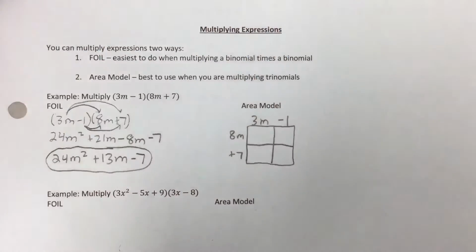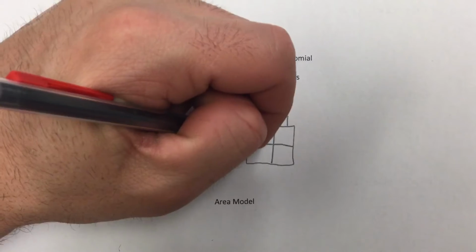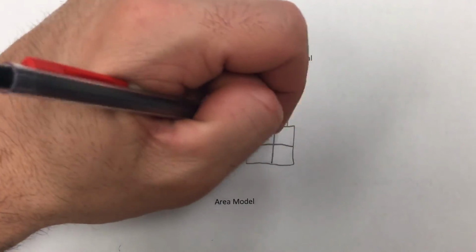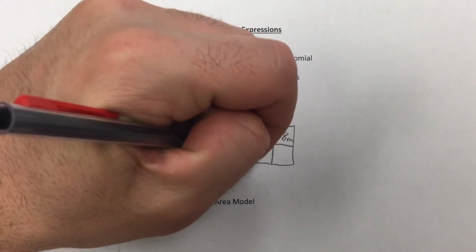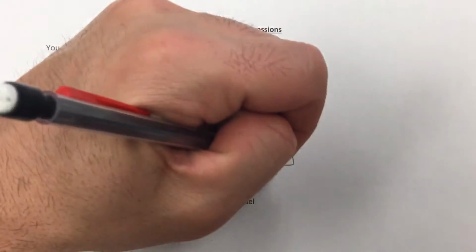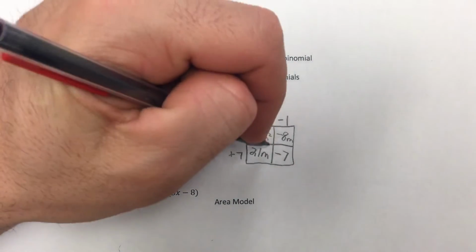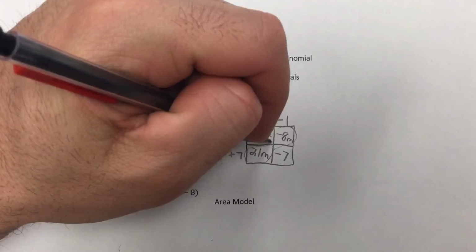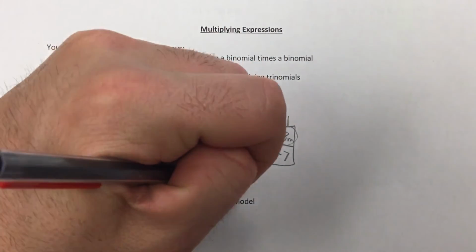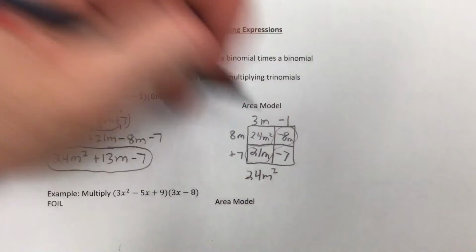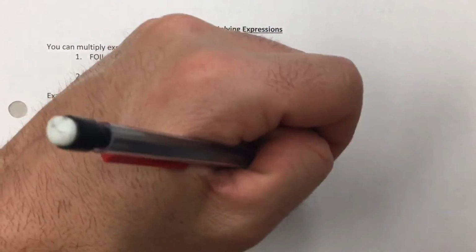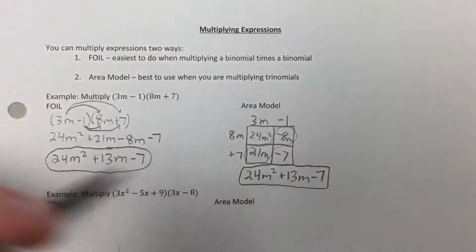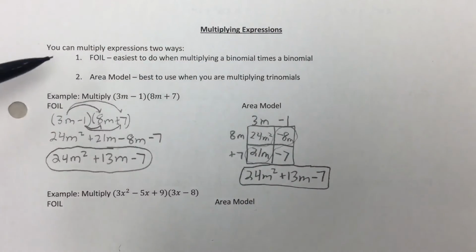So this is 8m times 3m, or 24m squared. This is 8m high, negative 1 wide, so negative 8m. 7 times 3m is 21m. 7 times negative 1 is negative 7. And you will always have like terms along the diagonal, which we then have to combine. So there's no other m squared, so it's 24m squared. I have the diagonal like terms there, which again would give me 13m, and then minus 7 at the end. So again, same answer, just different ways. But if I have a binomial times a binomial, I prefer FOIL. I think it's going to be faster.